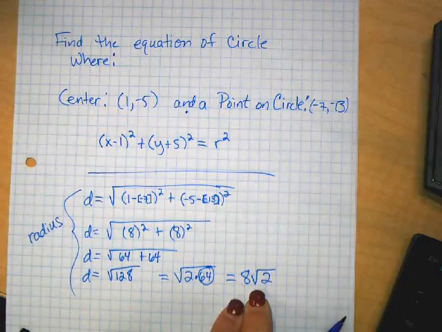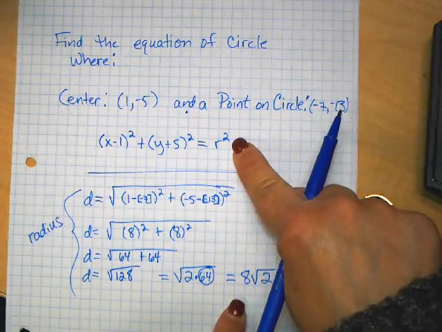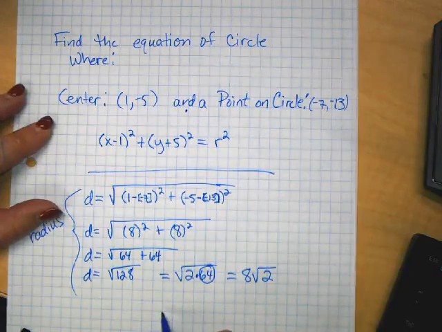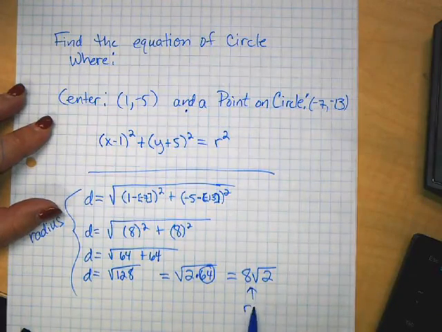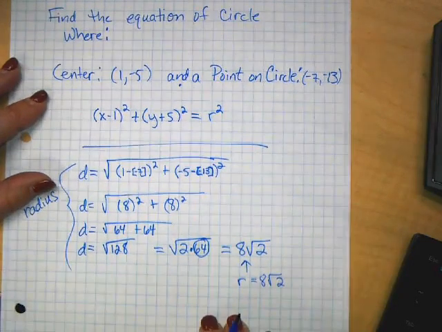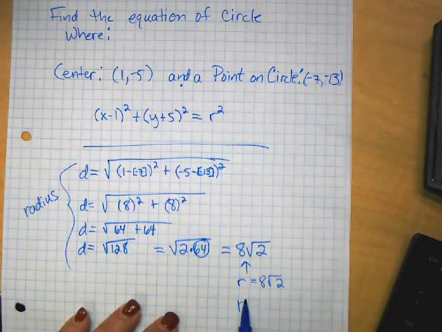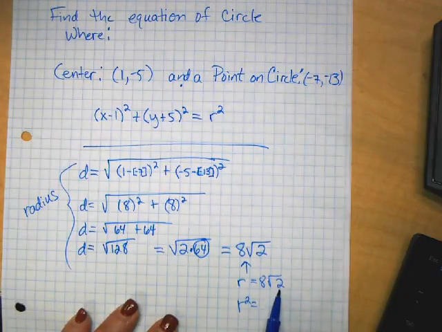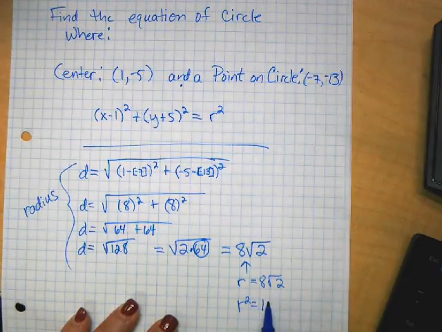Okay. Now, in order to plug that into my equation, I'm going to actually say, well, if this is r, right? So then if r is 8 rad 2, then r squared is going to be 64, because we square the 8, times 2, because we're going to square the square root of 2. So 64 times 2, that's going to be 128.